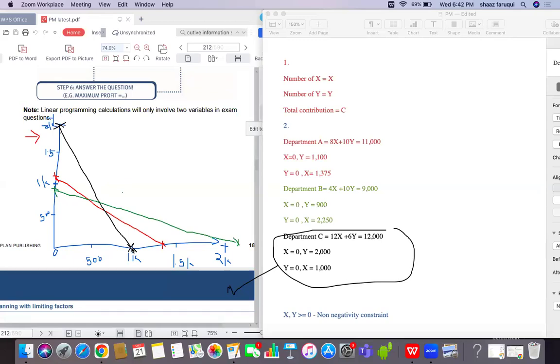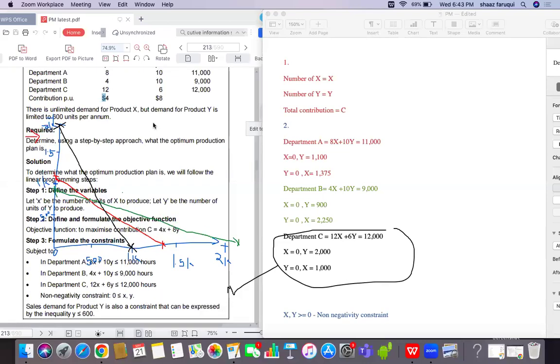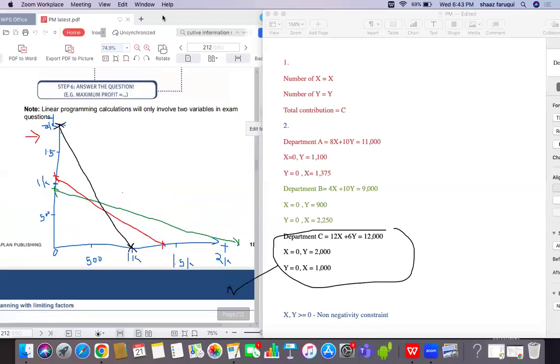And there is also a non-negativity constraint, which I don't want to talk about because it just means that x and y cannot be less than 0. Right? But then there was one more thing which I saw in the question, that x cannot be more than 600 or something like that. I'm just going down to see where that question was. The question was demand for y is limited to 600. Okay, meaning number of y's cannot ever cross 600 because demand is only 600.